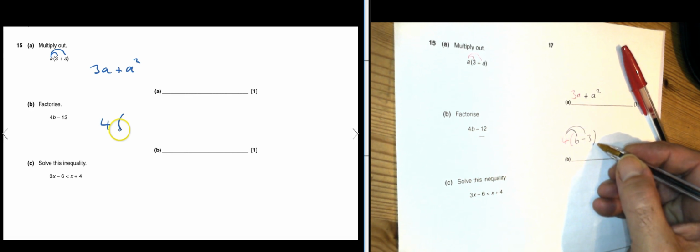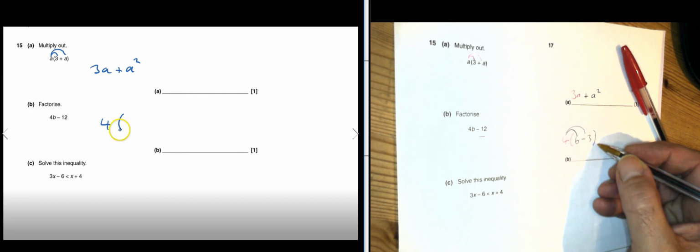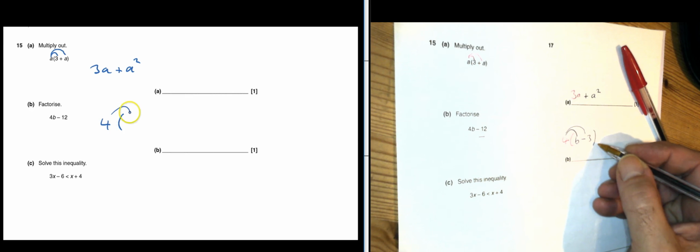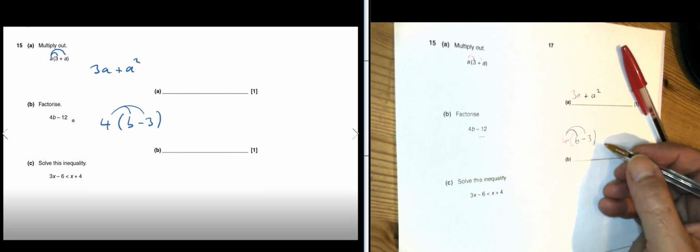And then I'd come back across to the screencast to see where I am. 4 times b will give me 4b, and 4 times is going to be negative 3. 4 times negative 3 is negative 12, right there. This I can go and solve. Right, so I've got to do the last bit.